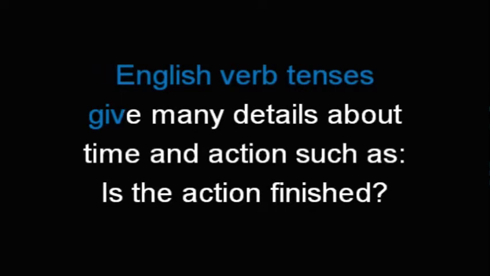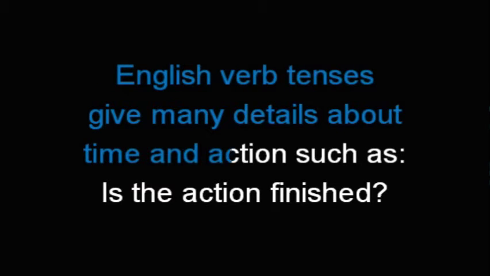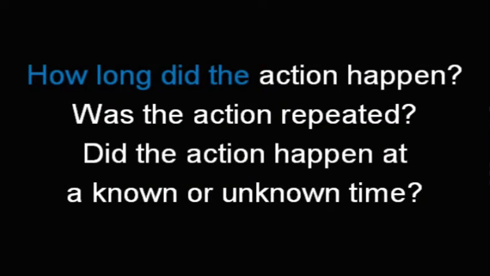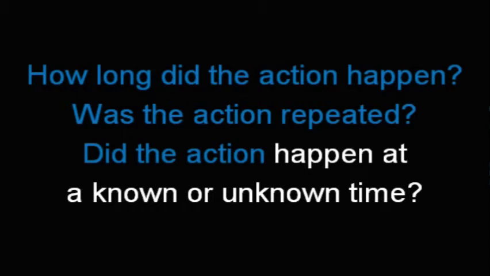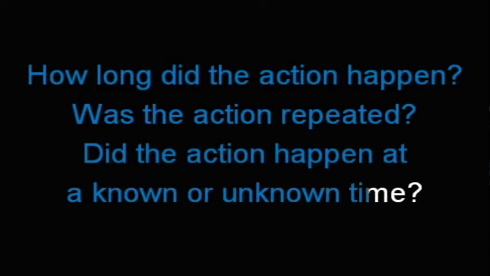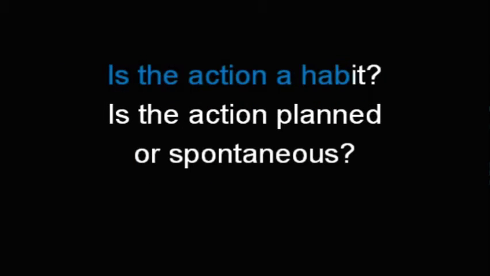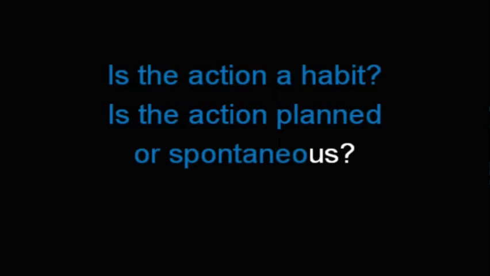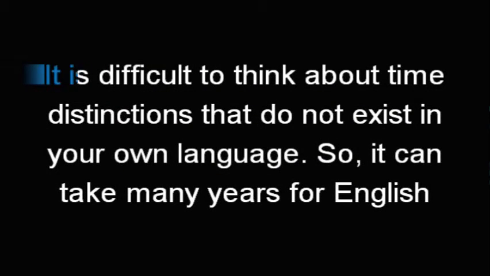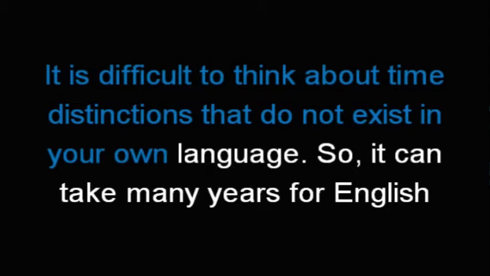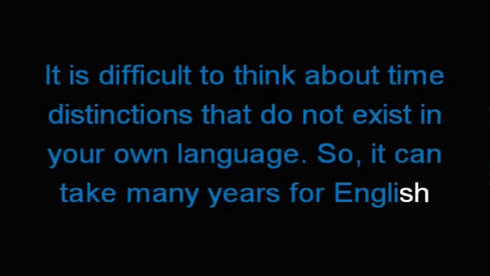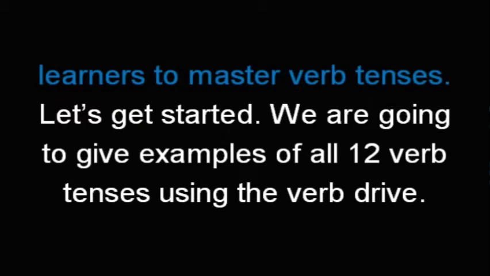English verb tenses give many details about time and action, such as: is the action finished? How long did the action happen? Was the action repeated? Did the action happen at a known or unknown time? Is the action a habit? Is the action planned or spontaneous? It is difficult to think about time distinctions that do not exist in your own language. So, it can take many years for English learners to master verb tenses.